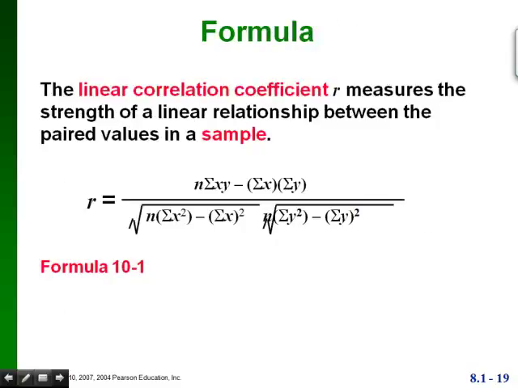Okay, here is the formula for actually calculating the linear correlation coefficient. And don't write this formula down because, again, I'm not going to make you use this one. We will be finding the correlation coefficient using technology, either StatCrunch or your calculator. So this is just to show you how nasty this formula is.